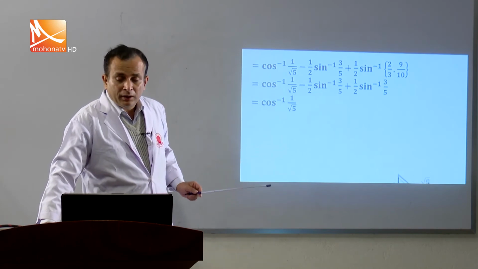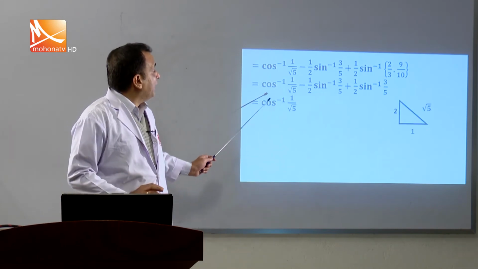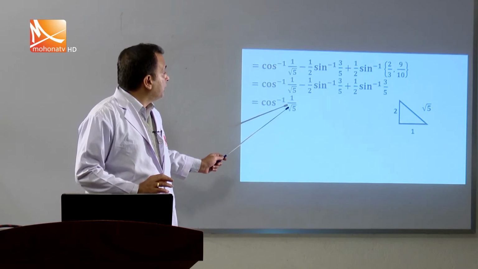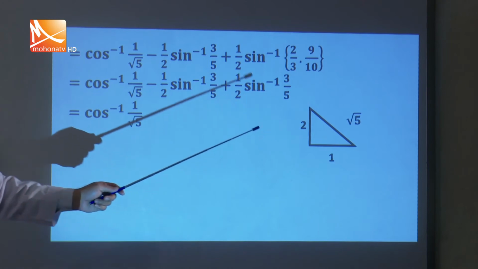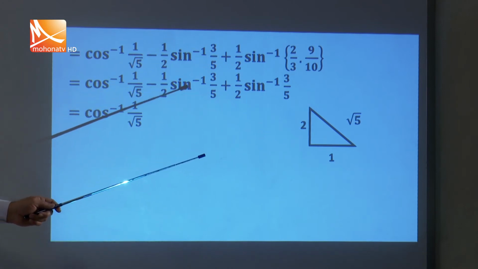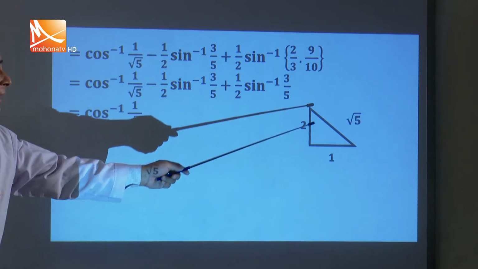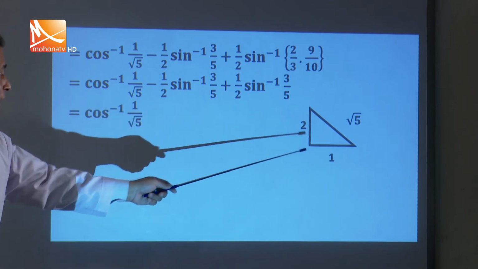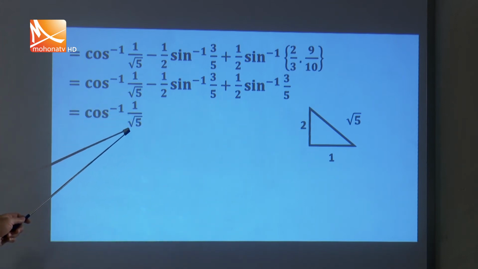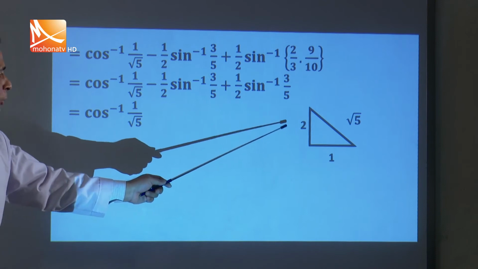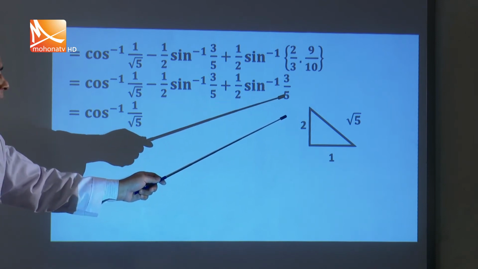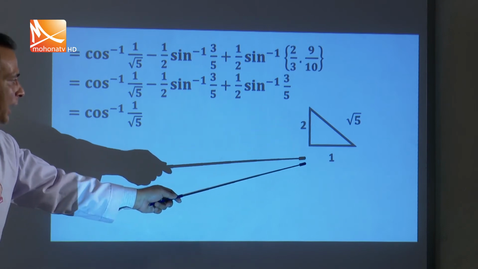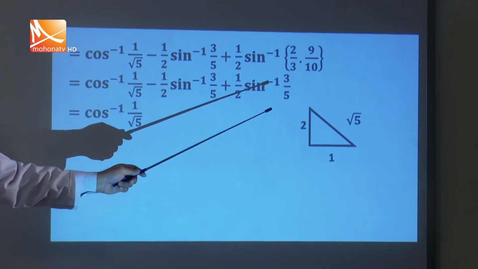Next line, you just see that if we think that cos inverse 1 by root 5 is theta, it is a right angle triangle. So cos theta, what is the ratio of cos theta? Cos theta equals adjacent by hypotenuse. Adjacent is 1, hypotenuse is root 5. So what is the opposite? Opposite equals square root of hypotenuse square minus adjacent square. That is root 5 case.